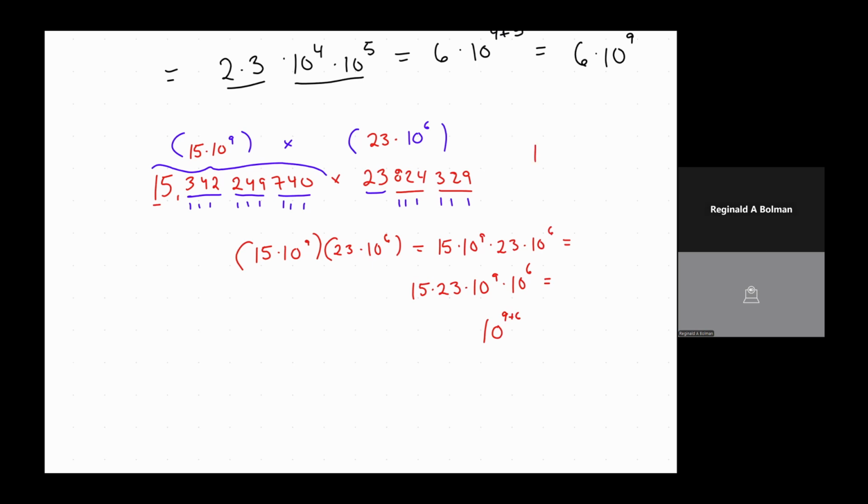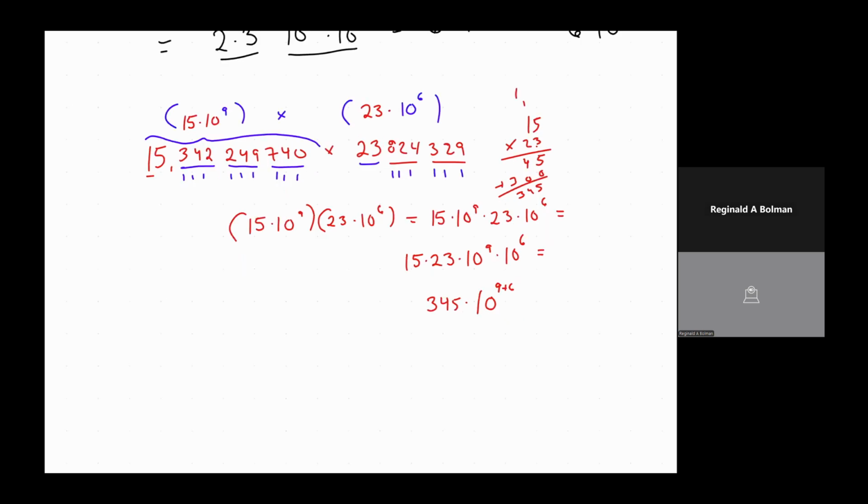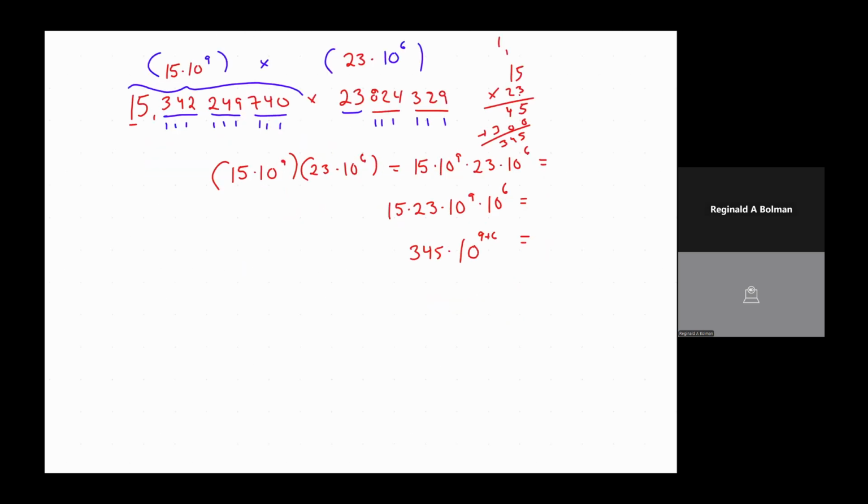3 times 5 is 15. Carry your 1. 3 and 1 is 3, plus 1 gives you 4. Drop a 0. 2 and 5 is 10. 2 and 1 is 2, plus 1 gives you 3. Add everything together. You get 3, 4, 5. So you've got 345 times 10 to the 9 plus 6, or 345 times 10 to the 15th, which is a massive number.